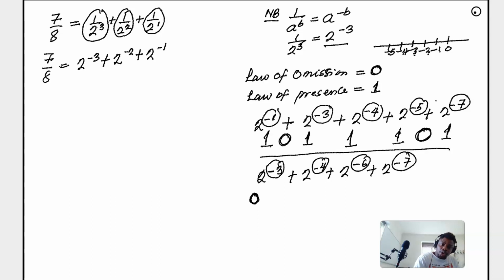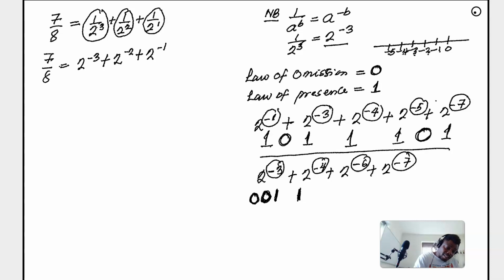After minus 1, we should go to minus 2, right? Is minus 2 present here? No, it's starting from minus 3. So minus 2 is not present. I put 0 because it's omitted. After minus 2 is minus 3. Is minus 3 present here? Yes, minus 3 is here. I use 1. After minus 3 is minus 4. Is minus 4 present here? Yes, I use 1.